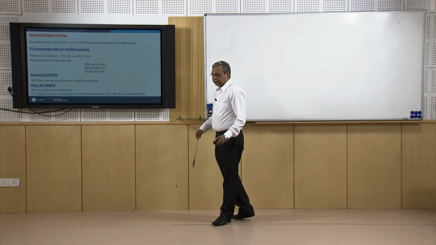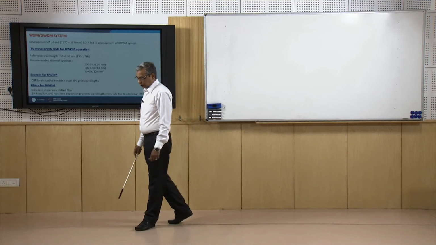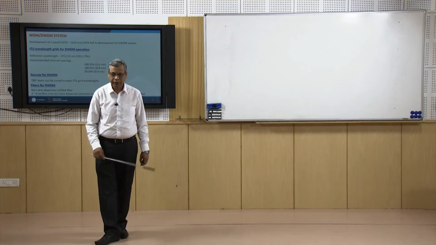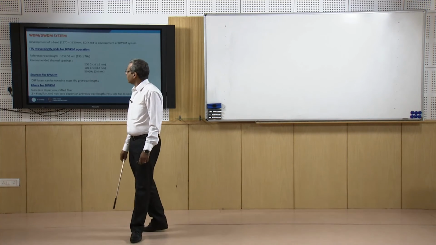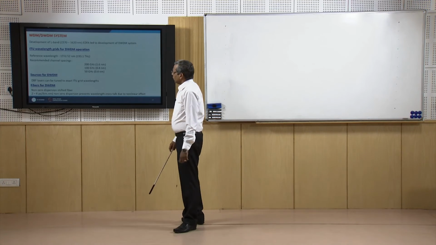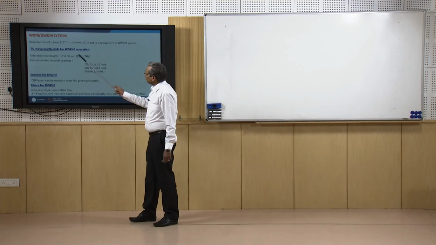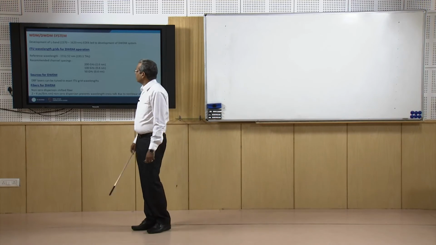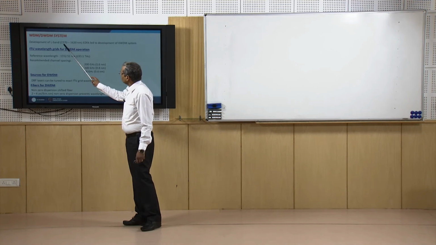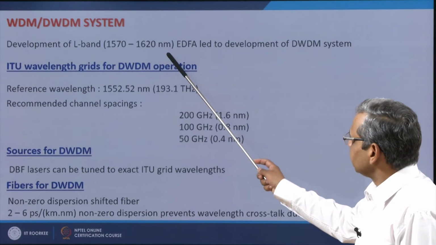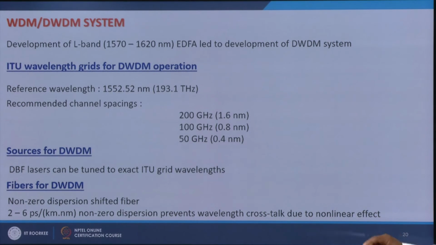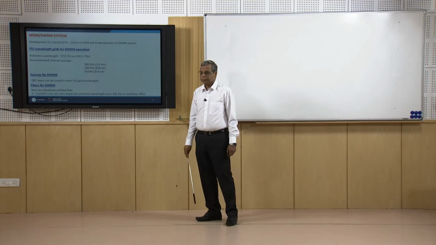You can further increase the data rate if you have more and more wavelengths, if you squeeze more and more wavelengths in a fiber, and with the development of L band EDFA which extended the wavelength range itself into this region also, 1570 to 1620 nanometer wavelength range, it led to development of DWDM system, dense wavelength division multiplex system.